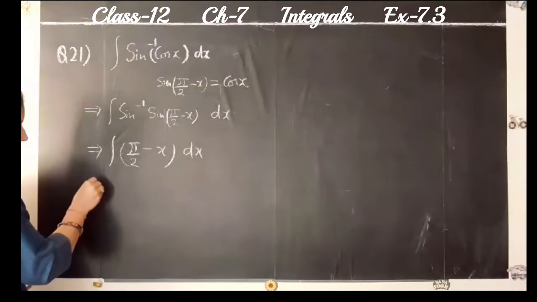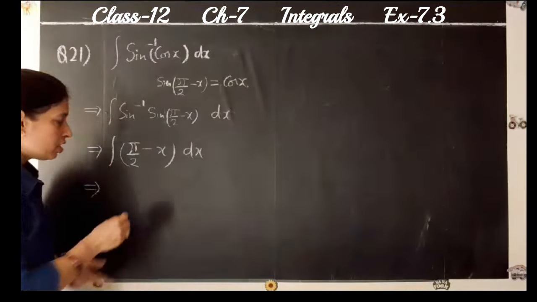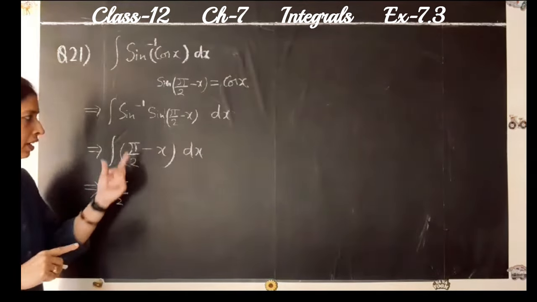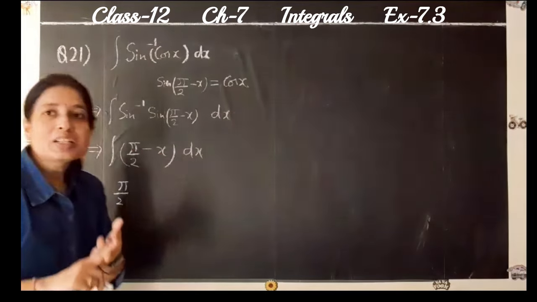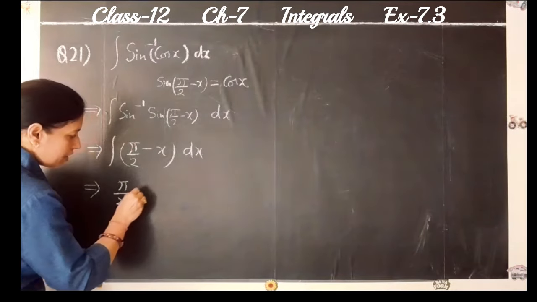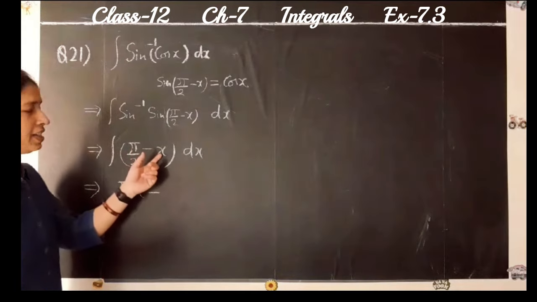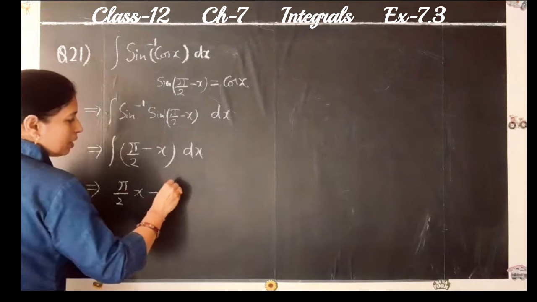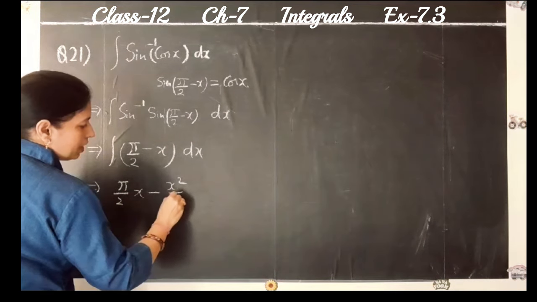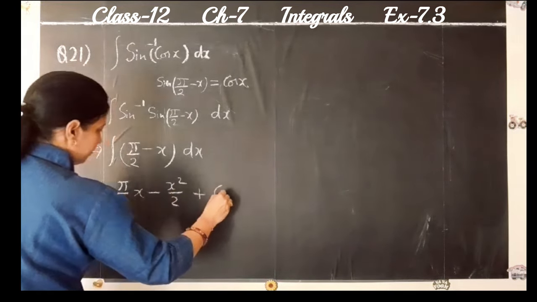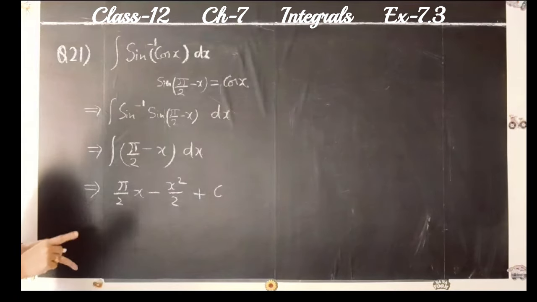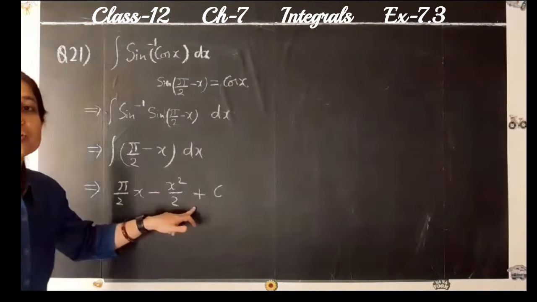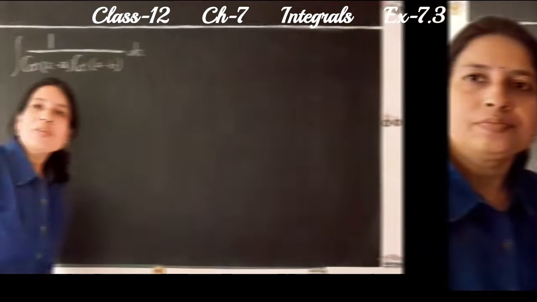Pi by 2 is a constant, so it will be pi by 2. Here it is 1, so integral of 1 dx will be x. When we integrate x, we get x square by 2, and write a constant c. So finally we get our answer, pi by 2 x minus x square by 2 plus c. This is your answer. So let us see our next question.